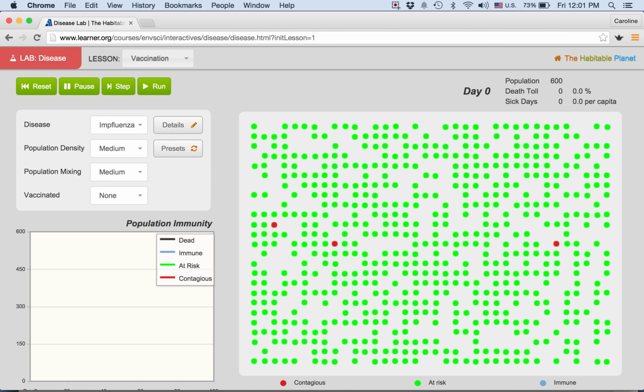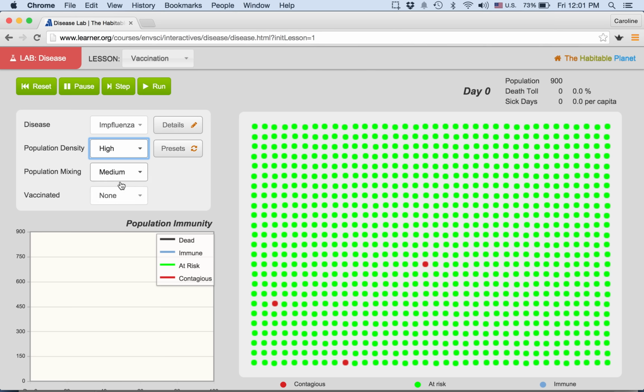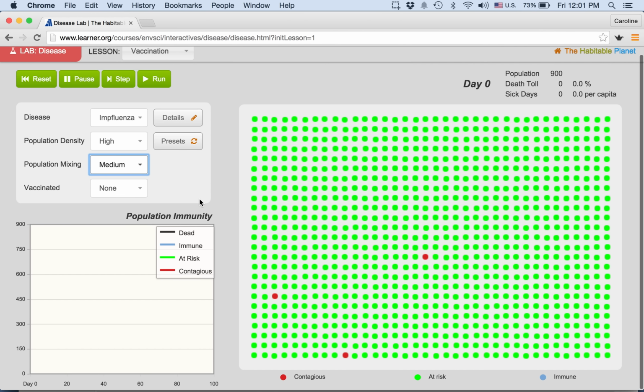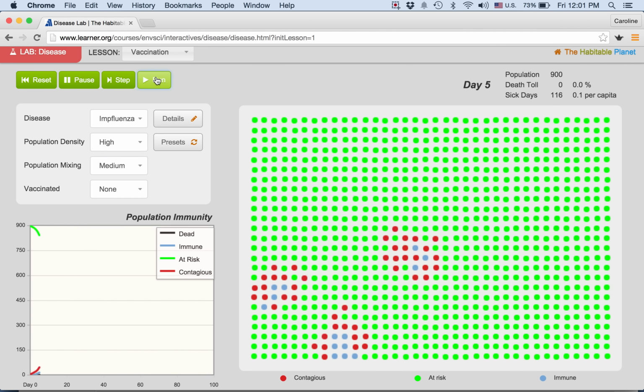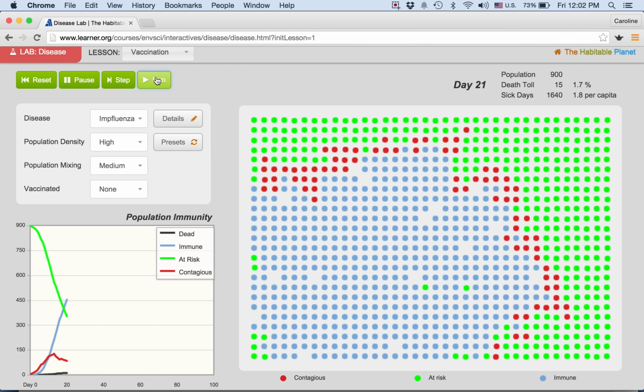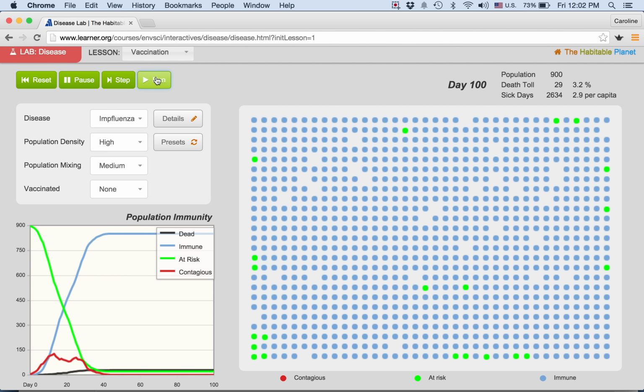It's interactive diseases by lab, so you can actually simulate this. So let's look at the influenza. I don't know what's up with that typo. Let's say we have a high population density. Our population has a medium mixing, and let's say that no people are vaccinated. Let's see what happens, right? Look at that contagious diffusion, right? We have a very, very dead population very quickly, right?